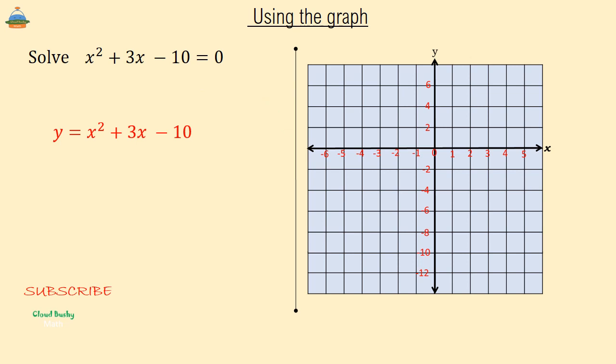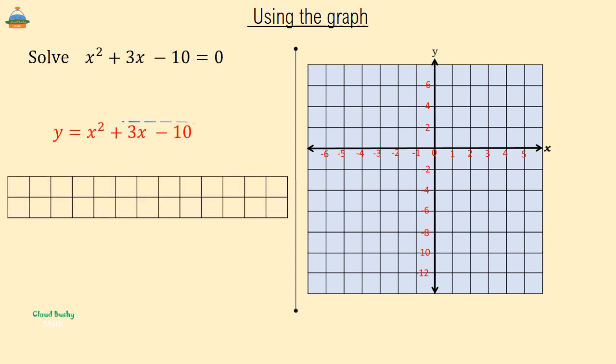Right. So the first thing we want to do is to draw a table of values for this function, y is equal to x squared plus 3x minus 10. We want to set up a table. So we write here x and y. Our x values will start from -6 to +5. That is to match the x values that are on the Cartesian plane.